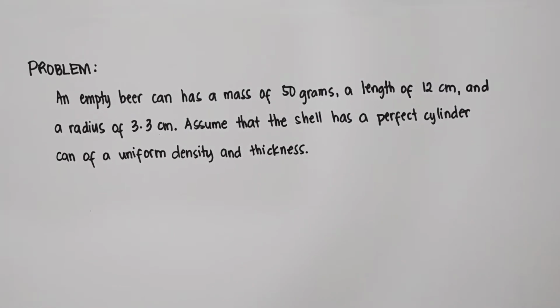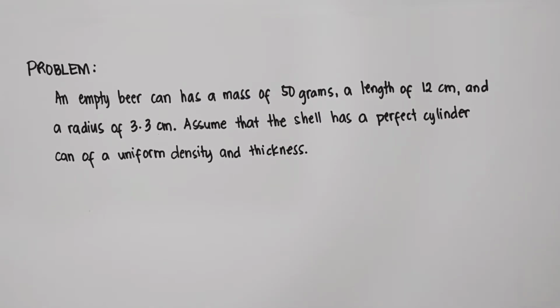Today I'm going to explain the problem about the concept of moment of inertia. The given problem is: an empty beer can has a mass of 50 grams, a length of 12 centimeters, and a radius of 3.3 centimeters. Assume that the shell is a perfect cylinder can of uniform density and thickness. We're going to find the moment of inertia of the empty beer can.